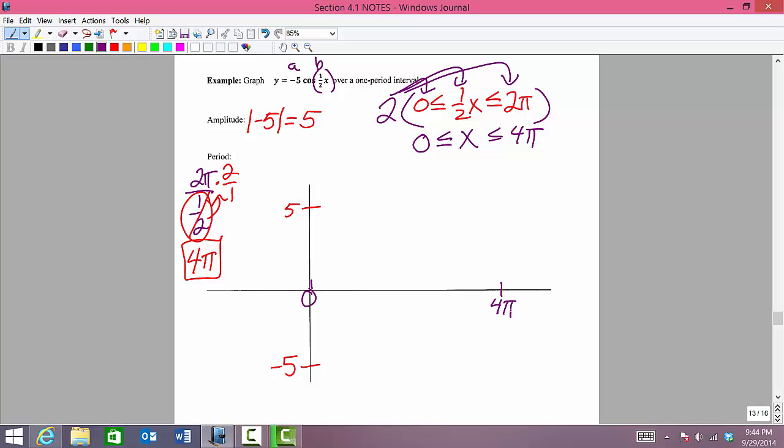goes. Half of this would be 0 and 4 pi divided by 2, so add and divide by 2, we get 2 pi. Between 0 and 2 pi, the midpoint, add together, divide by 2, that would be pi. 2 pi plus 4 pi would be 6 pi, divide by 2, we get 3 pi. So here's our 4 equal segments.